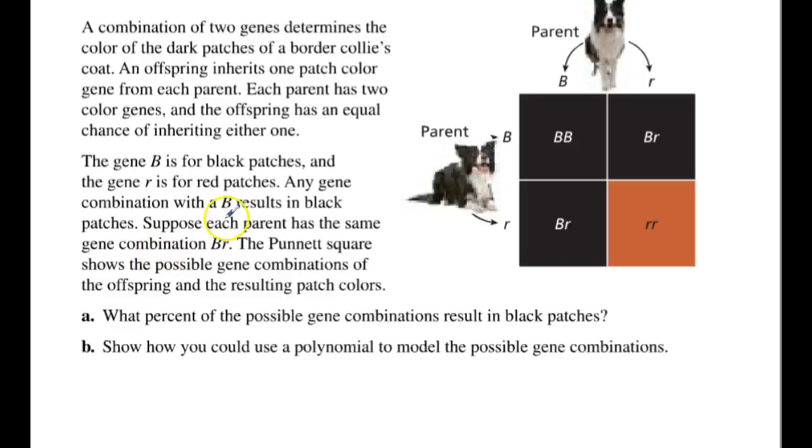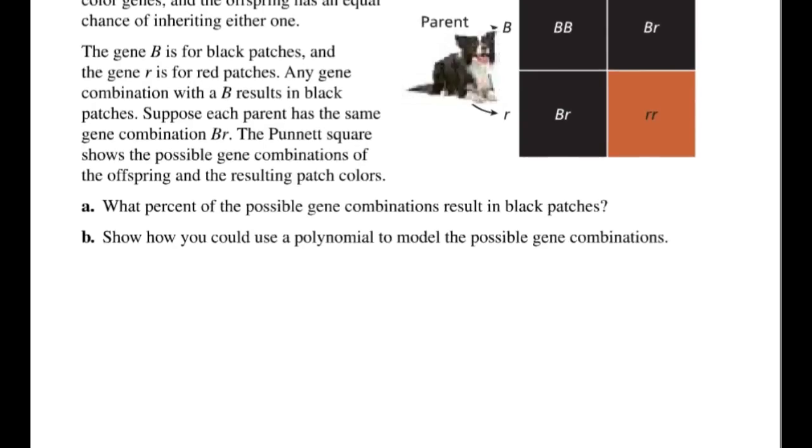Suppose that each parent has the same gene combination, a big B and a little r. So here's my Punnett square. This is called a Punnett square. It shows the possible gene combinations of the offspring and the resulting patch colors. Okay, so the first question I'm asked is, what percent of the possible gene combinations result in black patches? So I first want to see that they've already colored these in for me, and these 3 have black patches and only 1 has red, so I know that my percent would be 3 out of 4, which turns into 0.75, which is the same thing as 75%. Right? So I see that 75% would end up with the black patches.